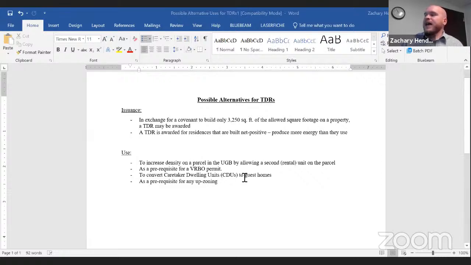An idea that the energy group threw out was to convert caretaker dwelling units to guest homes. There's a very large desire on these larger homes. They have caretaker dwelling units, which have to be used for an employee on the parcel. If they give us that community benefit somewhere else in the county, then maybe they should be able to convert that to a guest house. That was a request we heard from the development community. And then I'm going to let Cindy explain this last one.